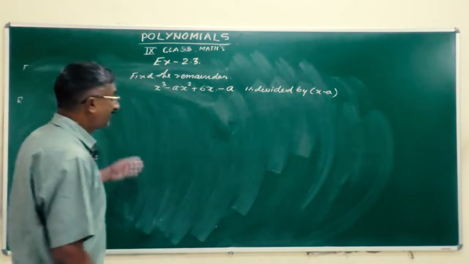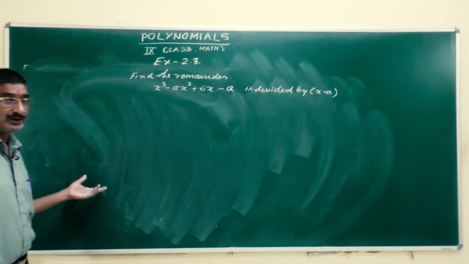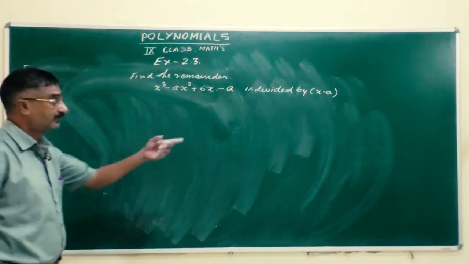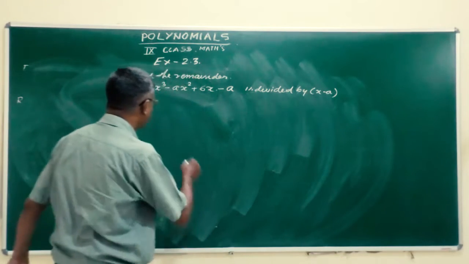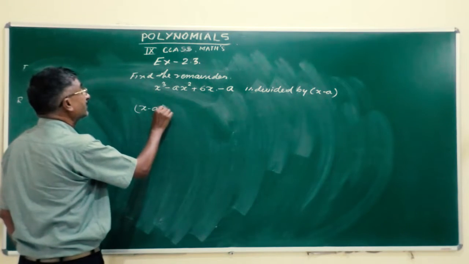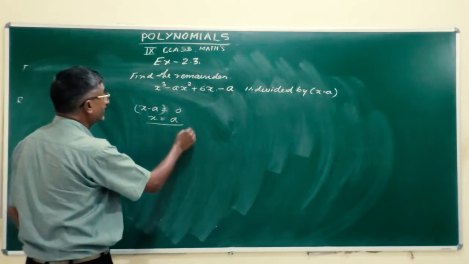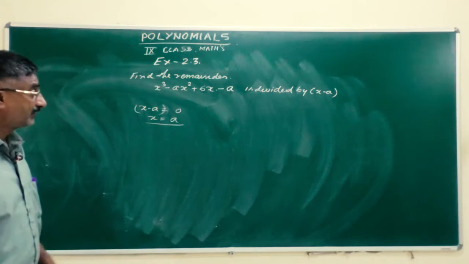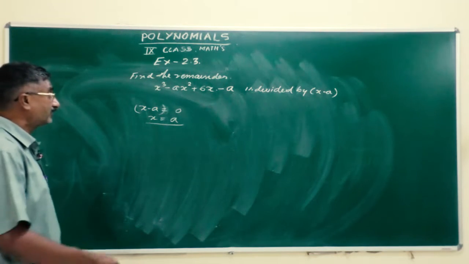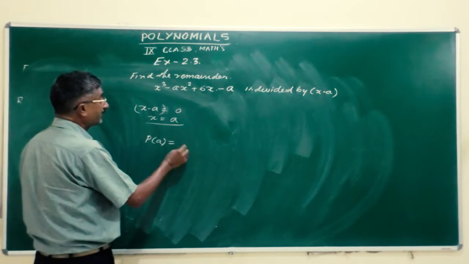It means if it is a multiple of x minus a, the remainder will become 0. We will use the remainder theorem: x minus a is equal to 0, then x is equal to a. If we substitute x is equal to a, then we must get 0 if it is a multiple, otherwise it is not a multiple. So we will substitute p of a, or we will get the remainder.